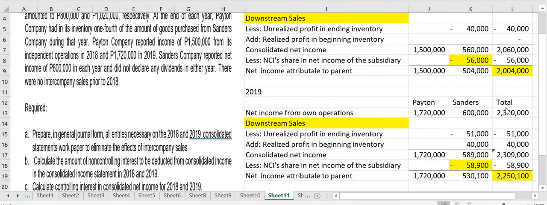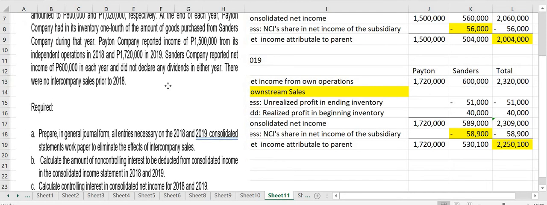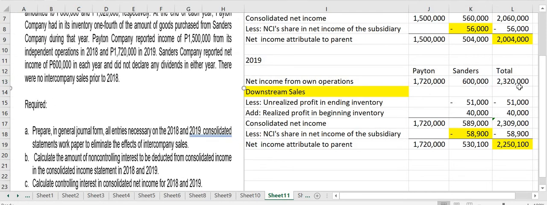Okay? For 2019 naman, kay Payton reported 1,720,000. Kay Sander naman reported 600,000. So for a total of 2,320,000. So deduct natin yung unrealized profit in the ending inventory which was actually 51,000. Nakapit natin kanina. And then, add realized profit in the beginning inventory of 40,000. So, you have consolidated net income of 2,209,000. Okay, but our non-controlling interest in the net income of the subsidiary is actually 589,000 times 10%. It's 58,900. Okay, so therefore we have net income attributable to parent of 2,250,100.